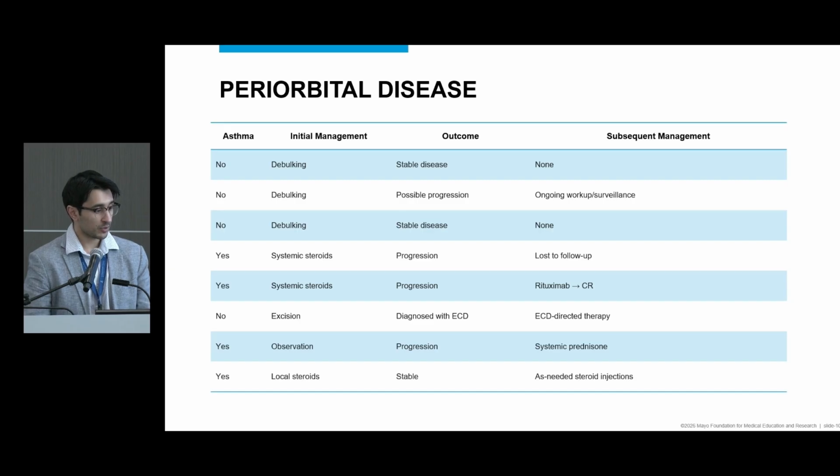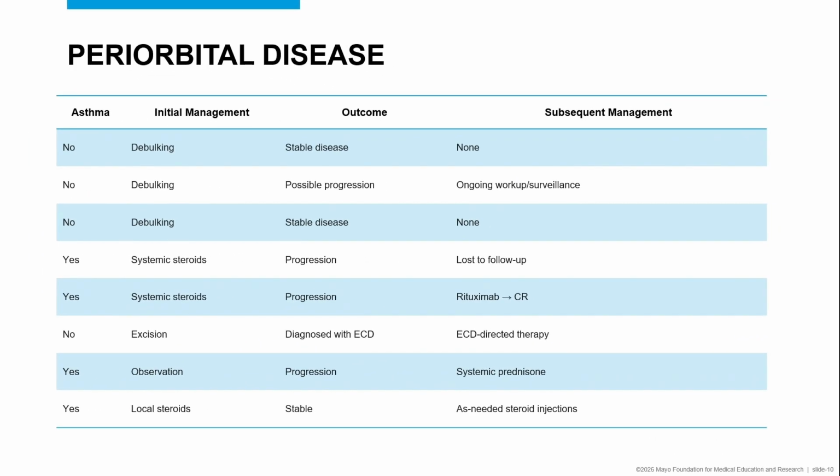Okay, so now moving on to our patients with periorbital disease. I broke this into a separate table just because of the heterogeneity in management. For our 8 patients in our cohort, the predominant strategies were either surgical resection, debulking, or steroids. And of these, most patients had a relatively even split of either stable disease or progression. One patient was diagnosed with Erdheim-Chester disease and then received ECD-directed therapy. Of note, one patient who received initially systemic steroids and then progressed was treated with rituximab and then had a complete response.